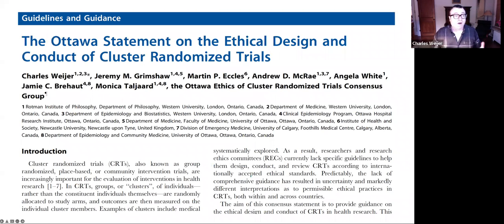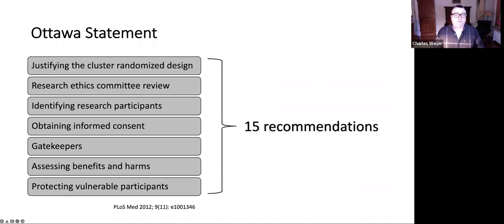There is help, though. The Ottawa Statement on the Ethical Design and Conduct of Cluster Randomized Trials is the first international ethics guidance specific to cluster randomized trials. And since its publication in 2012, just a little under 10 years ago, the document has had a large impact, I think, on the way that cluster randomized trials are designed and reported. And it's also had an impact on ethics policy internationally. So the 2016 revision of the CIOMS International Ethical Guidelines substantially adopted many aspects of the document in the novel Guideline 21, I think it is. The Ottawa Statement encompasses 15 recommendations covering 7 ethical domains.